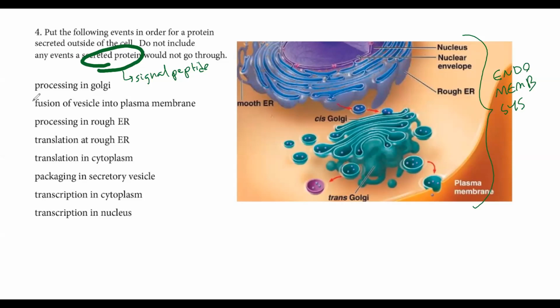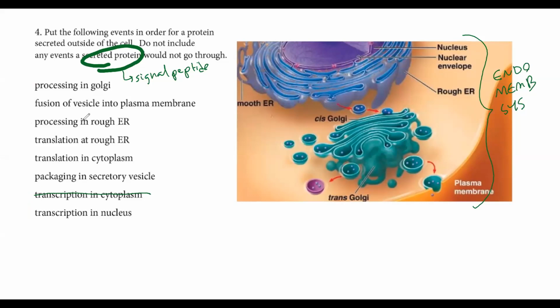And we want to put all of these events in order, but we don't want to put any events that a secreted protein would not go through. So let's look at some that we might be able to cross out. So for example, obviously only one of these can be true. They're the same thing. Where does transcription happen? Right, transcription, or going from DNA to RNA, happens where the DNA is, so it happens in the nucleus. So I'm going to cross this guy out. Hopefully that one was a freebie.